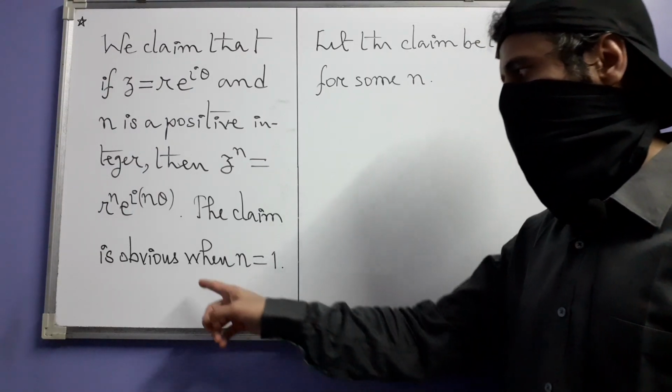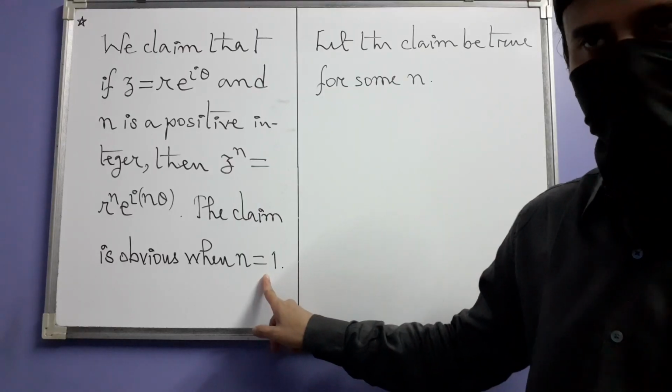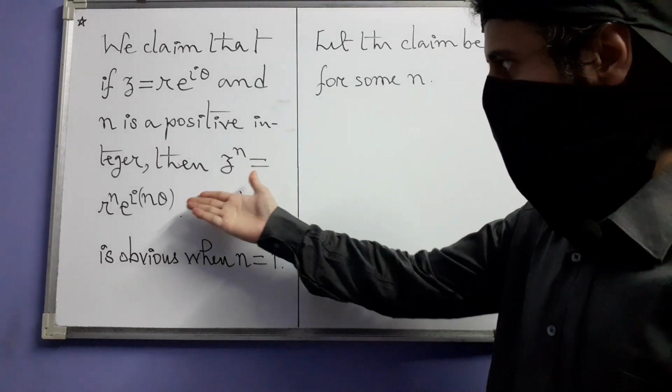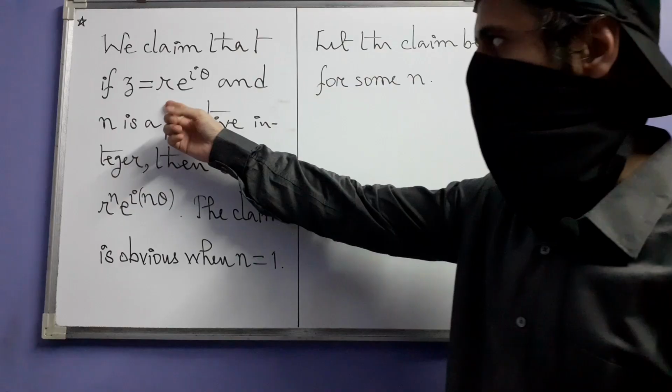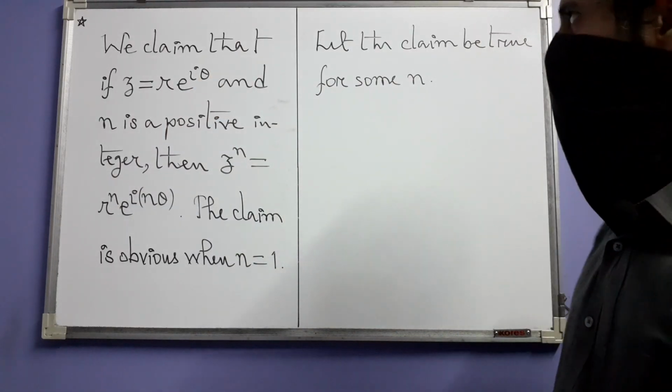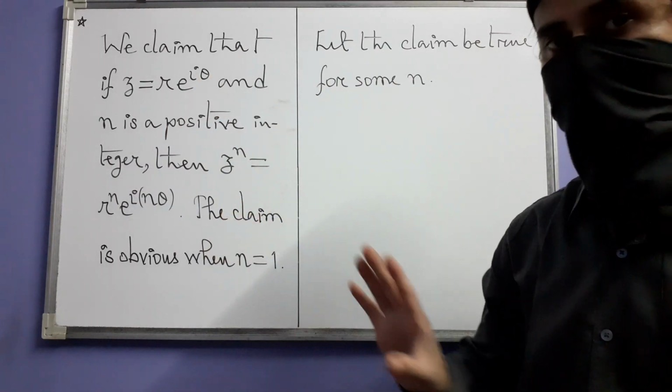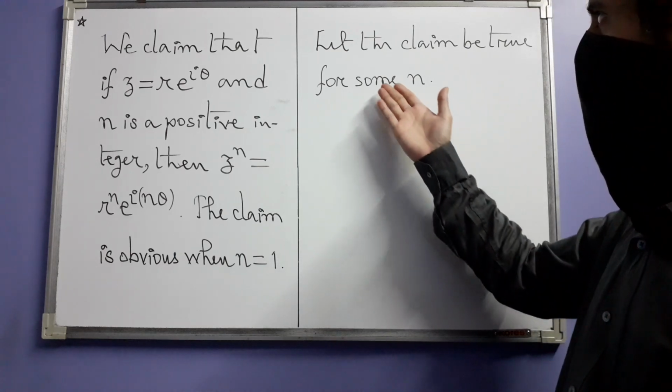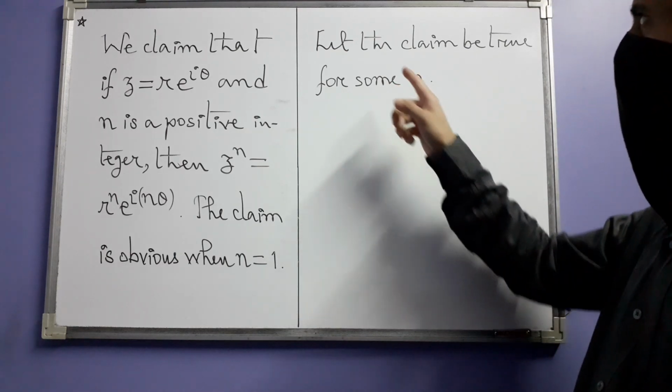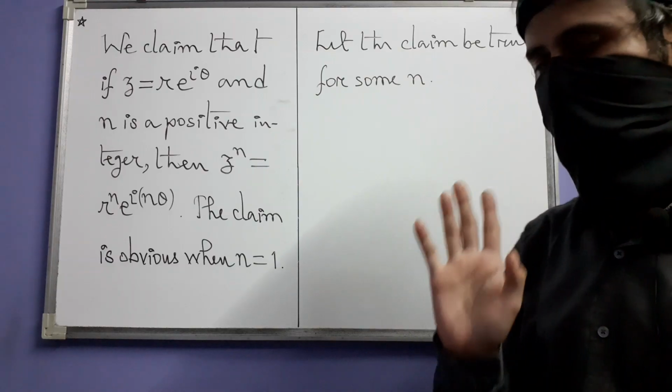The claim of course is obvious when n is 1, because if n is 1 then this claim just reduces to the original given thing. So that's the basis for our induction, and then we make the induction hypothesis. Let the claim be true for some positive integer n.